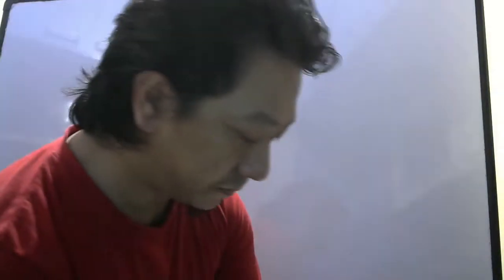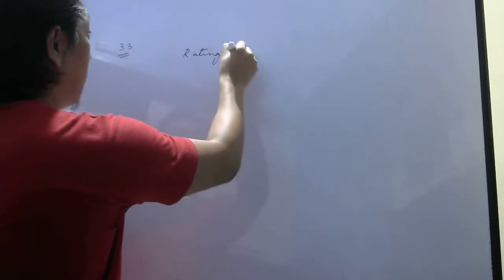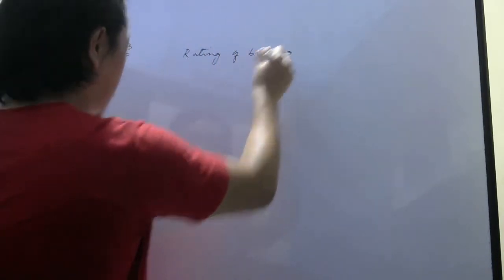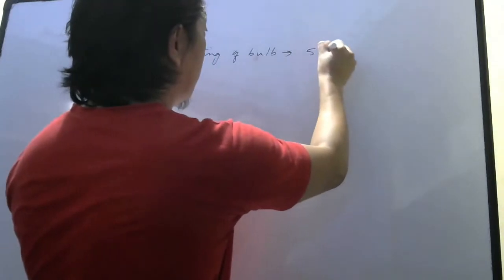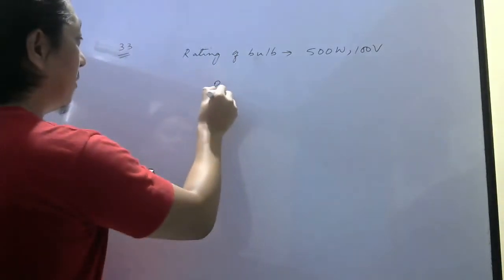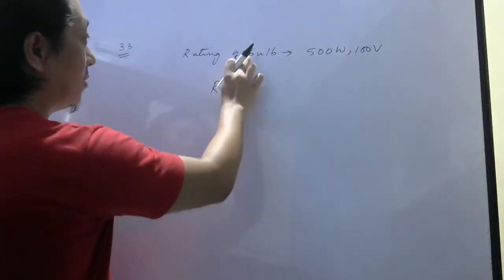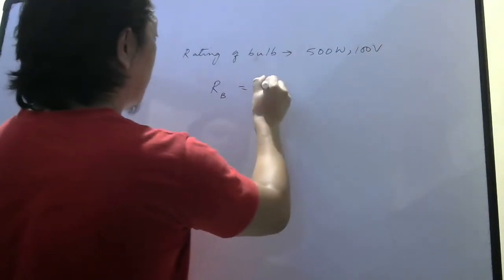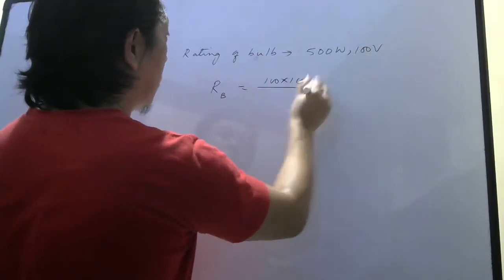32 we have done already. Okay. 33 you see. So in question number 33 they are saying an electric bulb rated 500 watt and 100 volt. So the rating of the bulb is given, 500 watt, 100 volt. So from here what you should quickly find is the resistance of the bulb. I am using B for bulb. So voltage square is 100, power is 500.